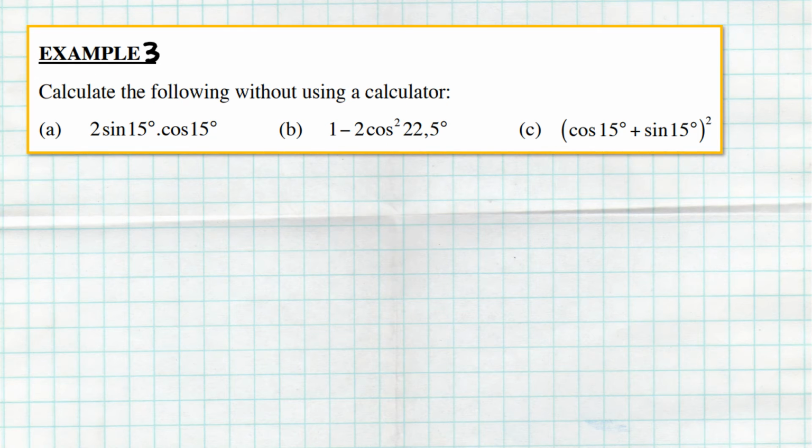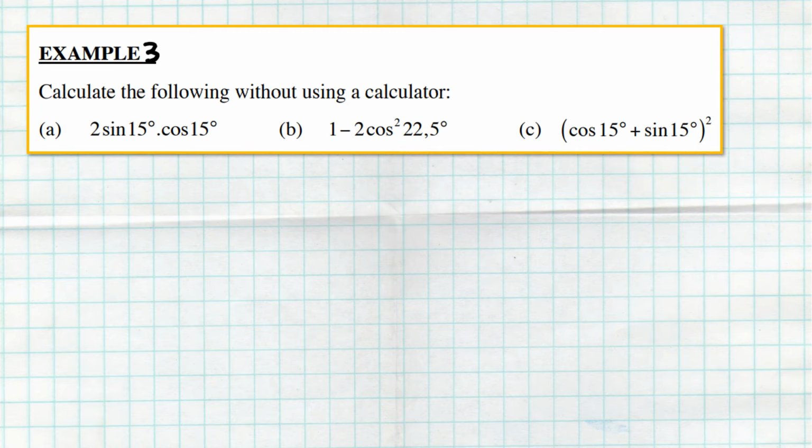Okay, example 3. I'm just putting these different examples so that you can get an idea of how they can ask you to use these double angle formulas. So the question goes like, calculate the following without the use of a calculator. I told you in trigonometry, this question will always be there. You'll always see a question that says calculate without using a calculator.